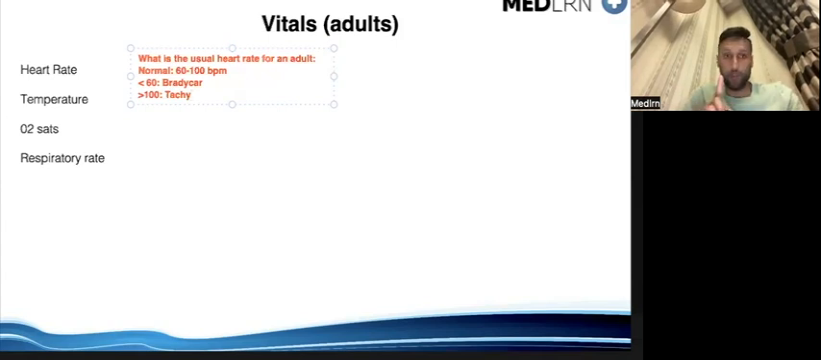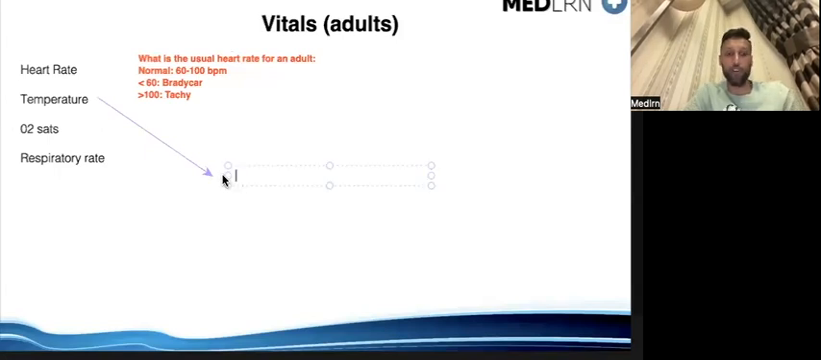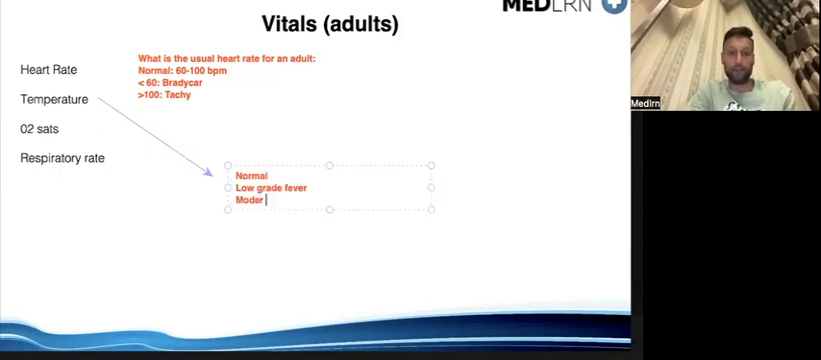Now, tell me the usual temperature range for an adult, the normal temperature. So wait, before you answer this, stop everyone. I want you to define these terms. For an adult, I want you to define normal. I would like a low-grade fever, a moderate grade fever, a high grade, and hyperpyrexia. Now answer.